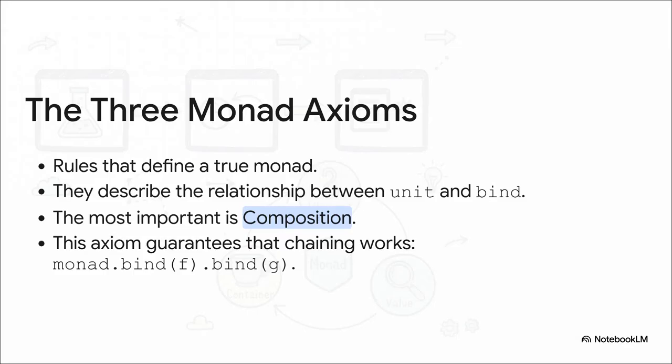Now, to be super official about it, for this pattern to technically be a monad, it has to follow 3 mathematical rules, or axioms. We're not going to get lost in the weeds here, but the third one is the one that really matters to us. It's the axiom of composition, and it's the rule that guarantees that chaining, doing monad.bind(f).bind(g), is always going to work in a reliable, predictable way.